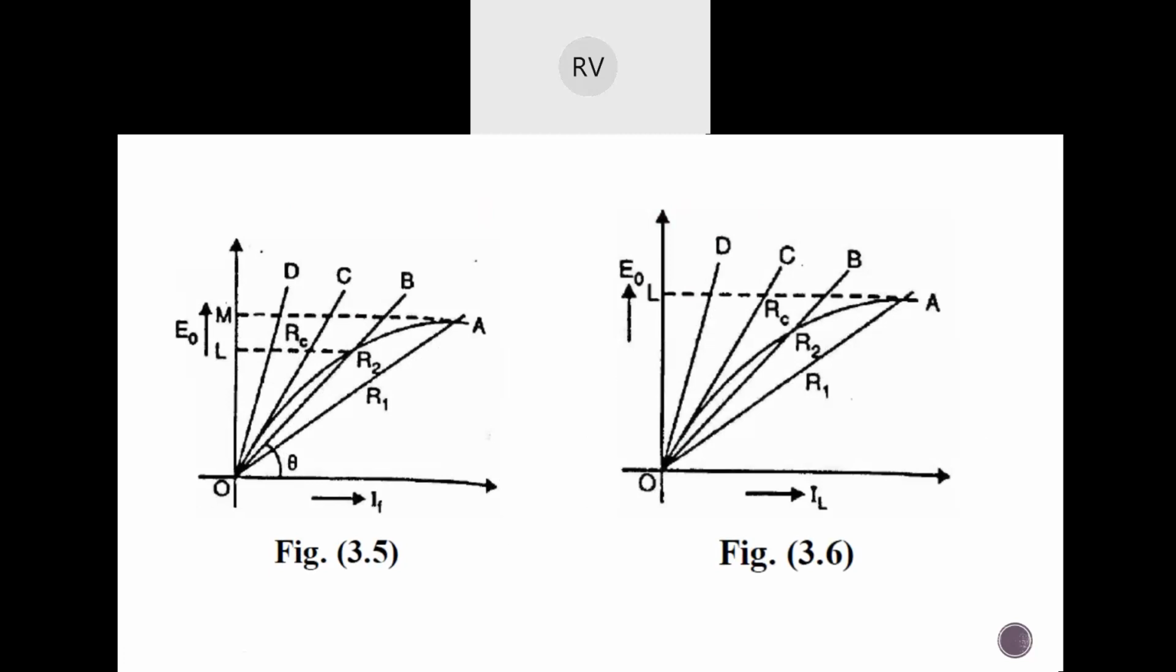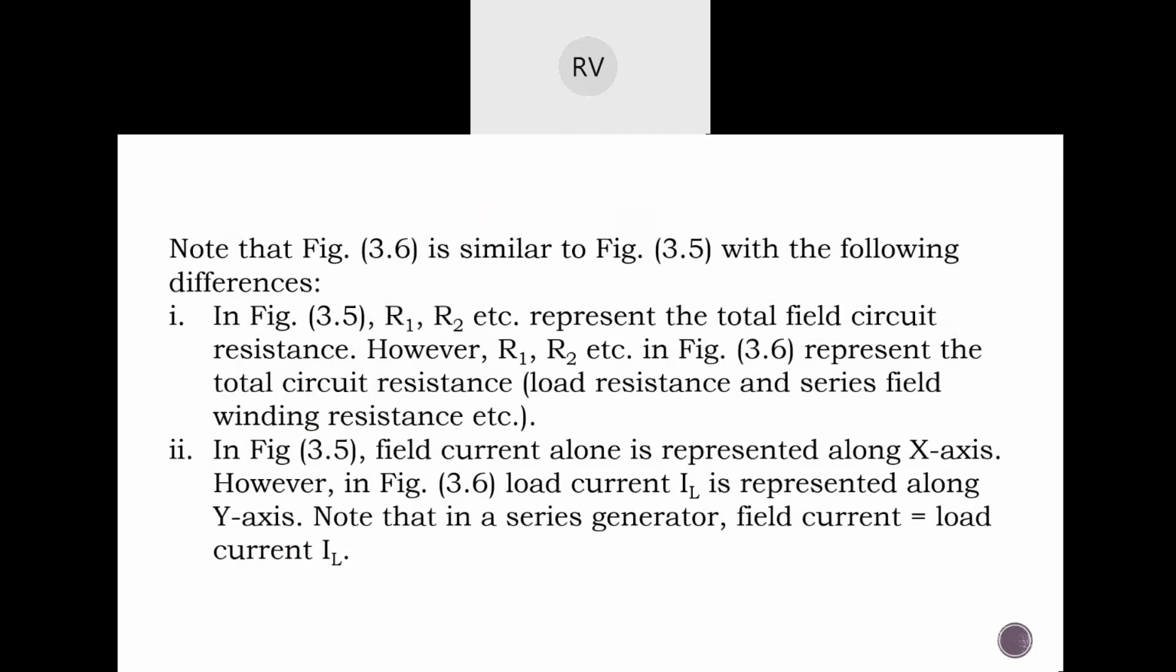So we need to make sure that the machine has a certain value of resistance which should not be higher than the critical field resistance, and it should not be less than the critical field resistance. Okay, it should be exactly the critical field resistance, such that we can have the voltage buildup in a successful manner.